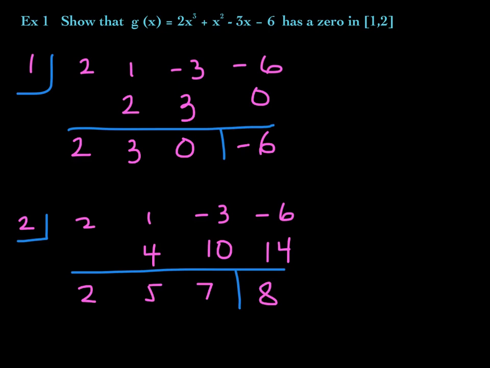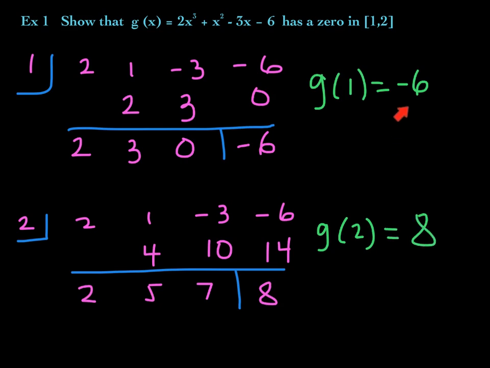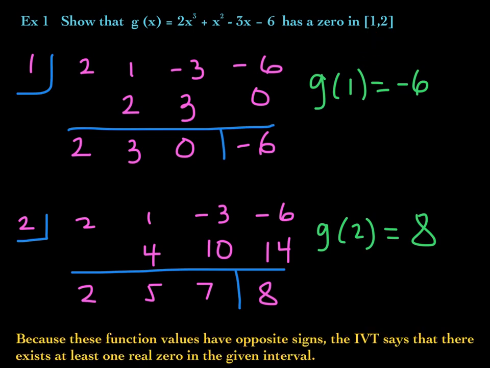So we just showed that g of 1 is negative 6 and g of 2 is 8. These outputs have opposite signs, right? That proves there is at least one zero in that interval. Because these function values have opposite signs, the Intermediate Value Theorem says that there exists at least one real zero in this given interval. Good job, everybody.